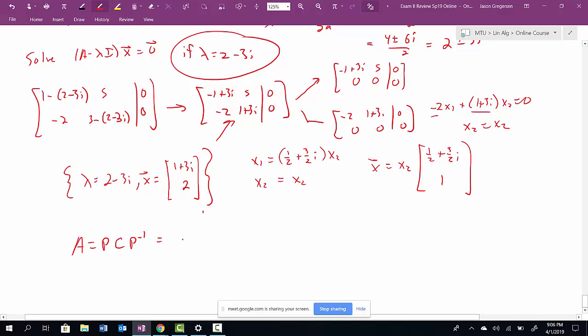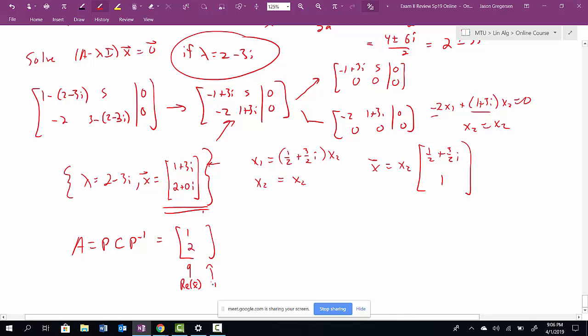For my matrix P, I look at my eigenvector, and the first column are the real parts, and the second column is the imaginary parts. And both components have a real and imaginary part. I can think of 2 as really being 2 plus 0i. So now for my first column, I get the real parts of my eigenvector. I have 1 plus 3i in the top component. The real part is 1. The real part of the second component is 2.